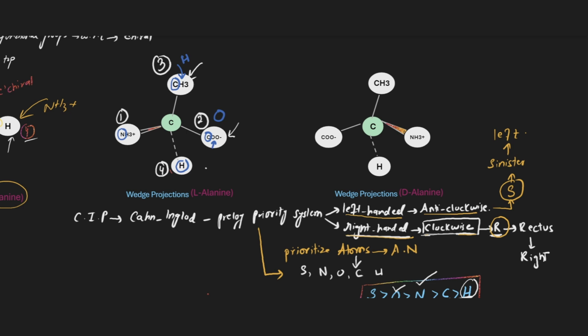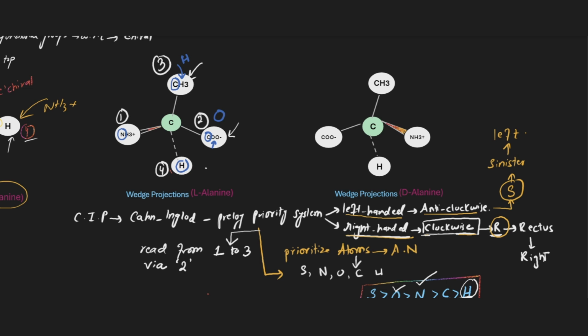Now the second CIP rule is that when you are done with the priority numbers, you have to count these numbers and you have to move around the amino acid in this form, that you have to read from 1, 2, 3 via 2. This is very important. Now you are going to read from 1, 2, 3 via 2.